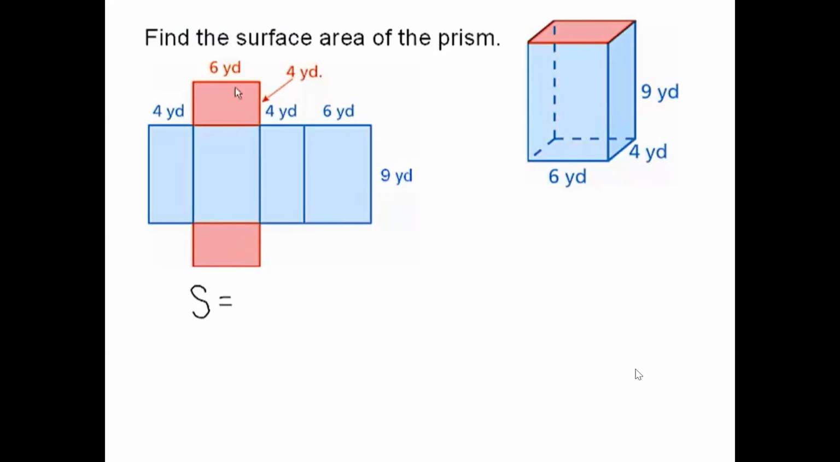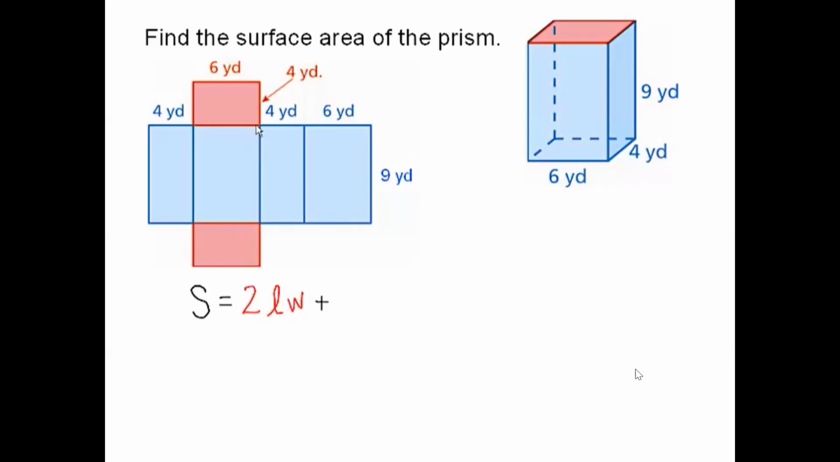Both of the bases are the same dimensions, so first we will multiply by 2, and then the length times the width. 6 is the length, 4 is the width. So that gives us the area of the rectangles, which are the bases. Then we'll add that to the area of the lateral faces.